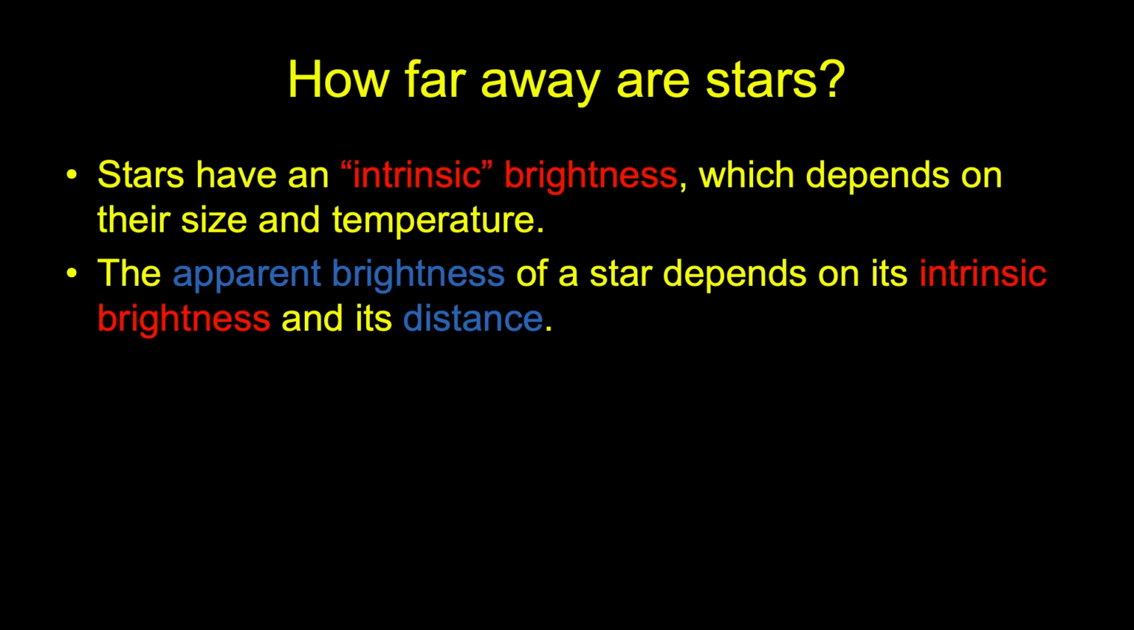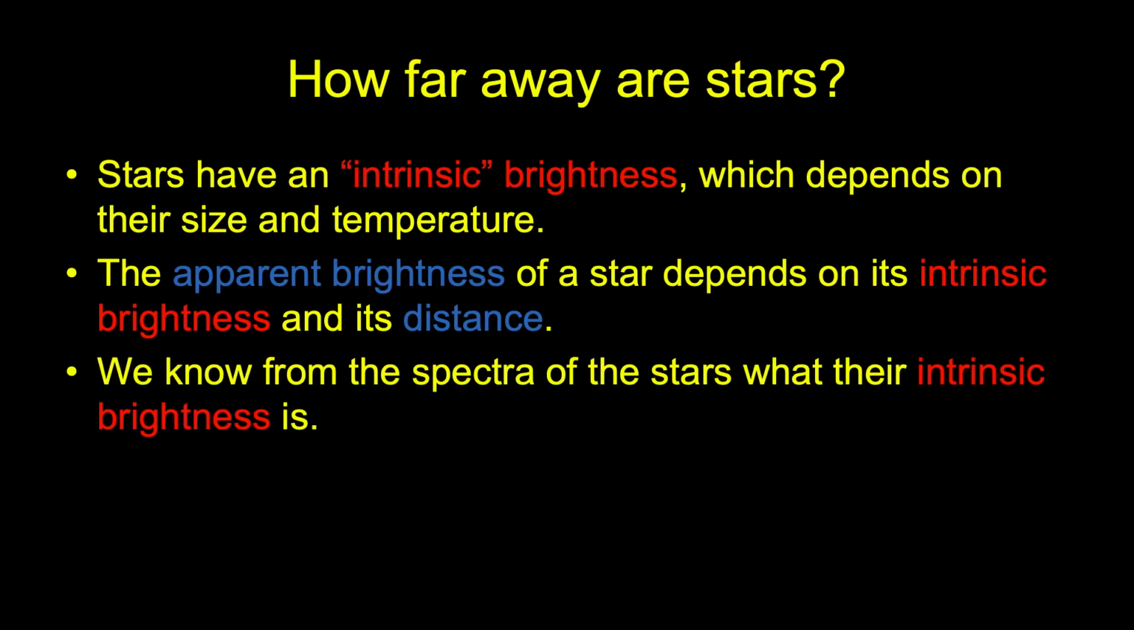Obviously, if you look at a light source from a long way away, it looks faint, doesn't it? Whereas if you look at it from close by, it looks brighter. So if we know about the nature of the star, if we know how bright it's supposed to be, and then we look at how bright it appears to be to us, then we can work out a lot of information about the star. So the only problem is we need a way of knowing how far away the star is.